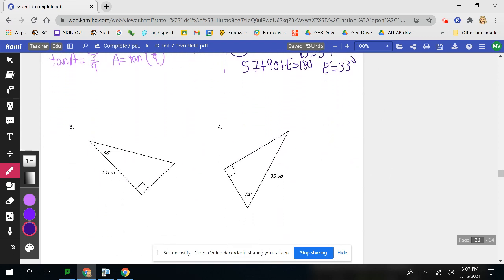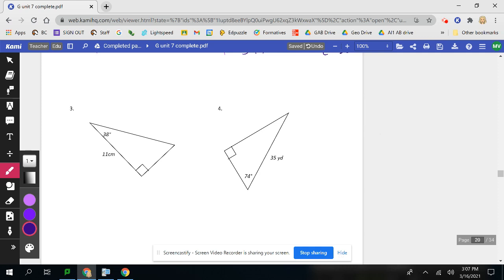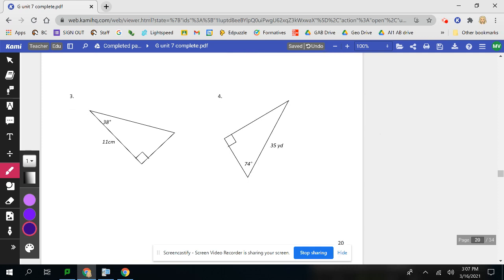Number 3 is slightly different because I know 2 of the angles. So the easiest thing to do, first of all, is find my other missing angle. And again, I know my angles have to add to be 180. So I can do 180 minus 90 minus 38 if you like. It's another way of doing it. And I get that this angle is 52.